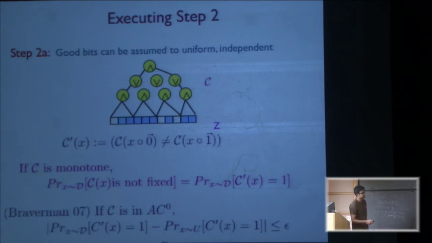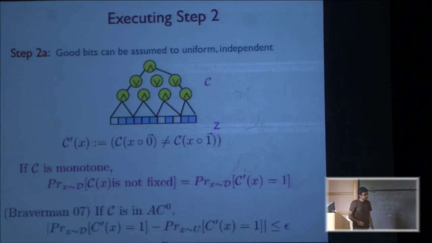Now the idea is this, that we have this nice result from pseudo-randomness, which is actually a breakthrough result by Braverman, which says that if C is in AC0 of small depth, then we can easily check that C prime is also in AC0 with slightly larger depth. Then the bias of C prime is preserved under D and the uniform distribution. And this was proved by Braverman.